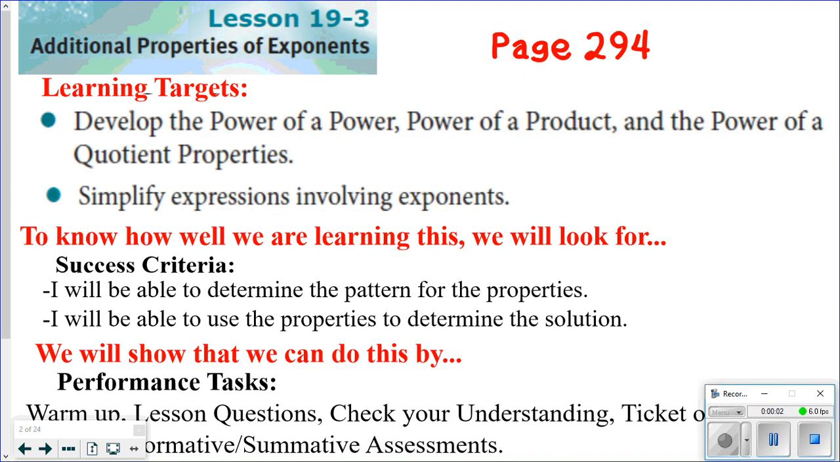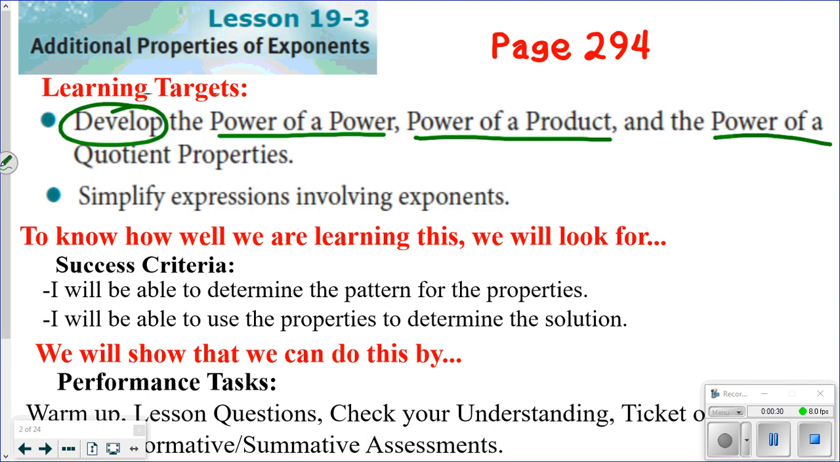Hey everyone, open your books to page 294 and take out your yellow VIP Exponent Graphic Organizer. We're in lesson 19.3 today, learning about additional properties of exponents. So we are going to develop the power of a power, power of a product, and the power of quotient properties today. And then we're still going to simplify expressions involving exponents.